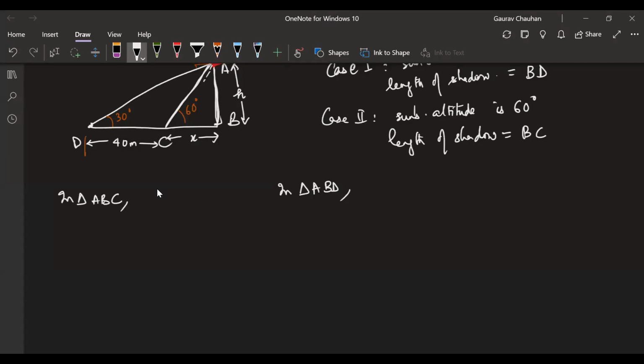So let's take triangle ABC first. In triangle ABC, this is 60 degrees. Obviously I'll choose H and X only because I want those two to be in my variables. If I take this, then it's no use because another variable will come in. I don't know this. Let's take H and X only. So I have tan 60 degrees is equal to H by X. Can I write that? So √3 is equal to H by X, or H is equal to √3x.